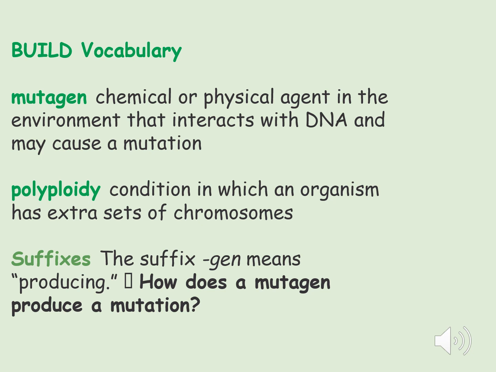A mutagen is a chemical or physical agent in the environment that interacts with DNA and may cause a mutation. Polyploidy is a condition in which an organism has extra sets of chromosomes. The suffix gen means producing. How does a mutagen produce a mutation?